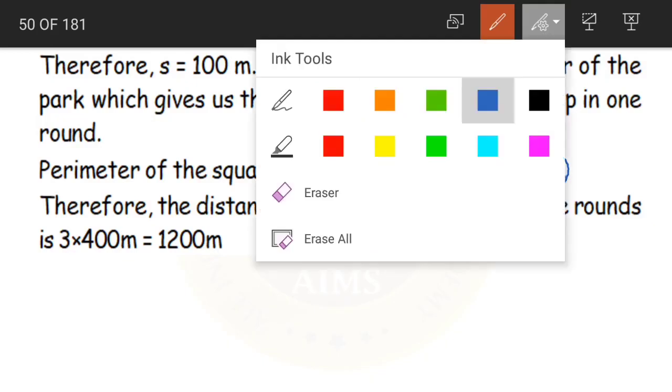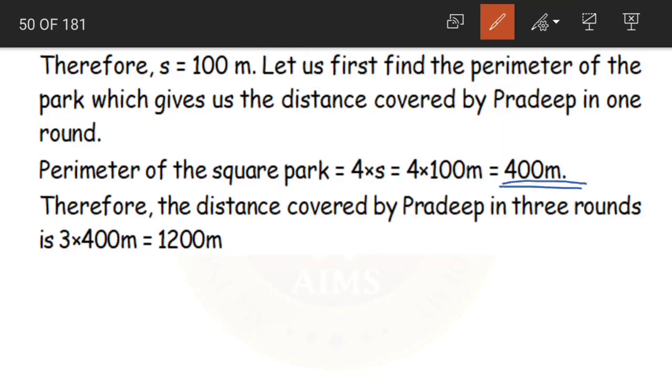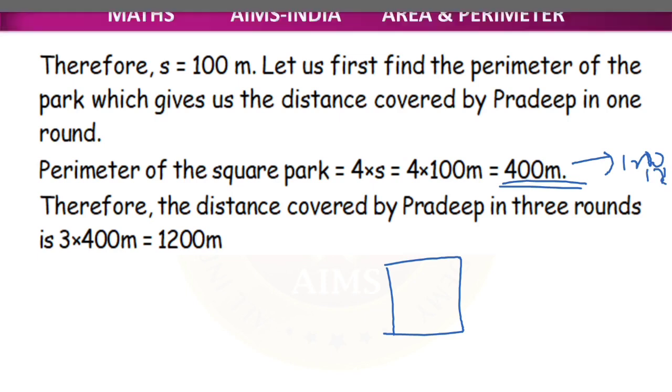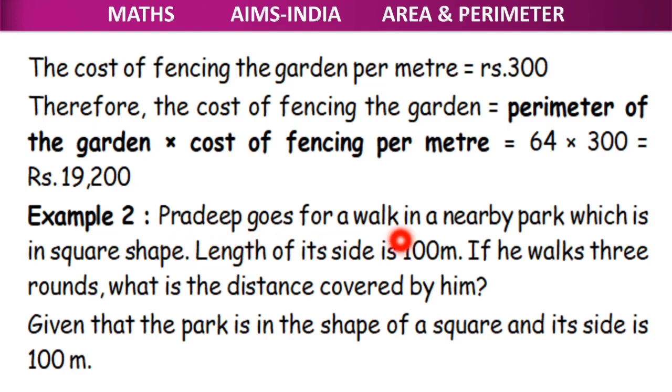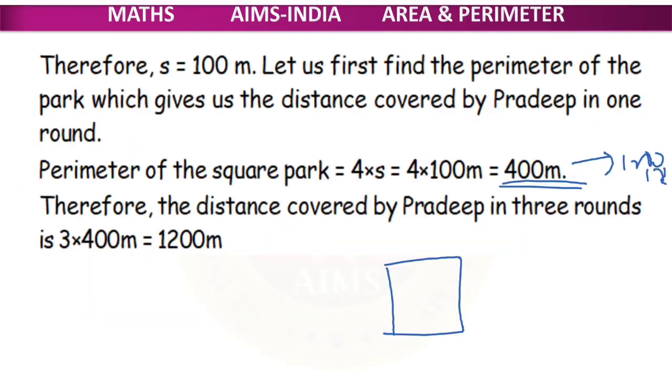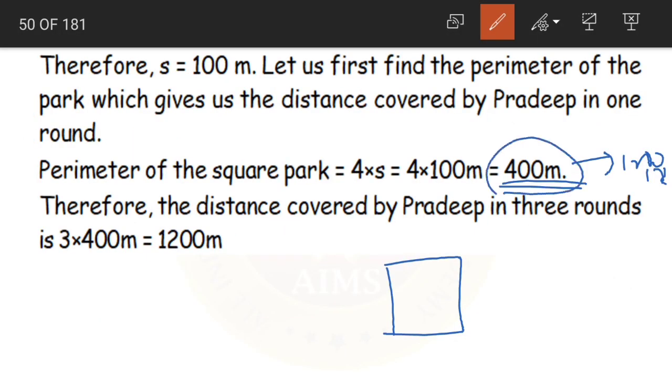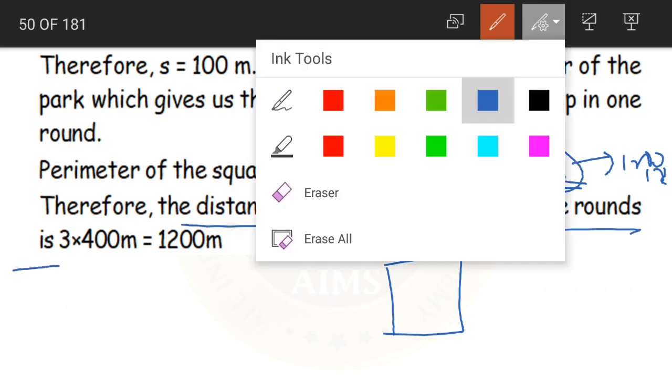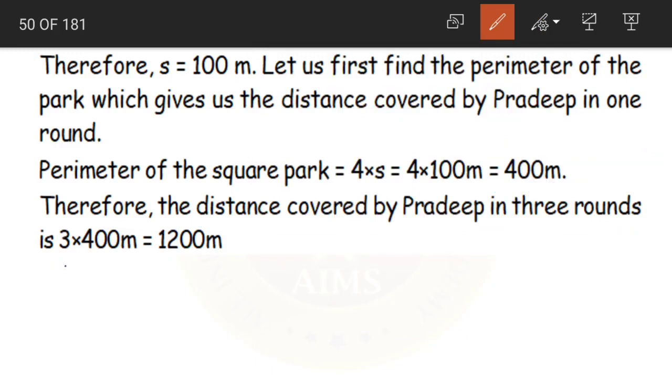Now what is this 400 meters? It is the perimeter of the square. That is nothing but the distance covered in one round. This is our distance covered in a single round. But in the question, we have to find out the distance covered by him in 3 rounds. Yes, see, he walks 3 rounds. So for one round, it is 400 meters. Then the distance covered by Pradeep in 3 rounds will be equal to how much?